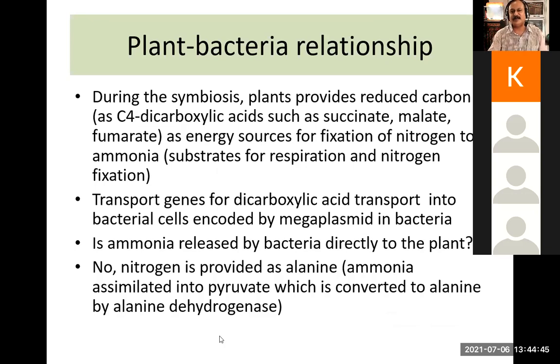Okay, so this is the gist, to summarize the plant-bacteria relationship during the symbiosis between the rhizobia and plants. The plants provide reduced carbon such as dicarboxylic acids like succinate, malate, fumarate. Now all these molecules are the organic sources of energy. We have already seen how a particular molecule is used as the energy source, that is for the electrons, isn't it? So that is exactly what is happening.